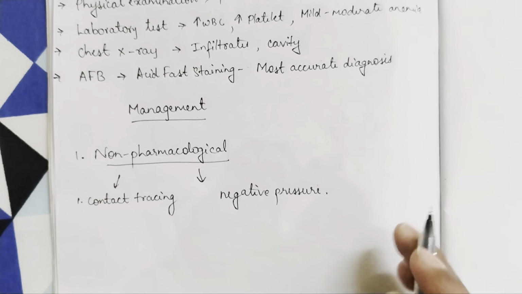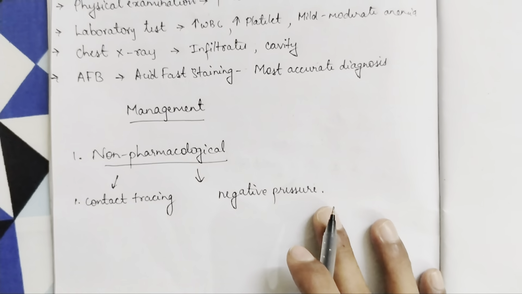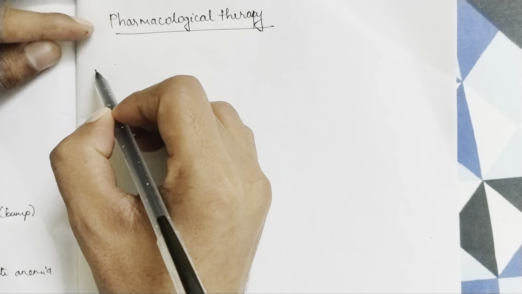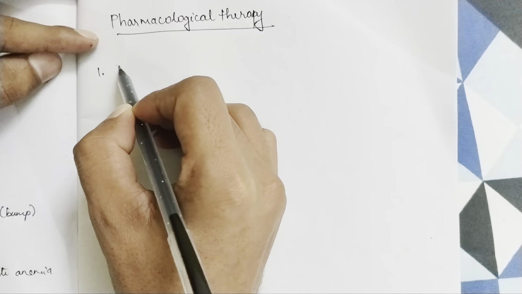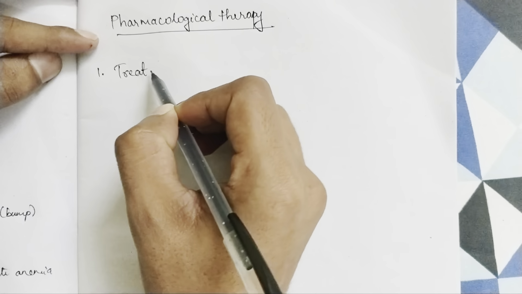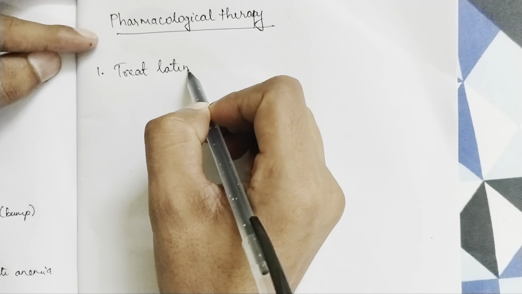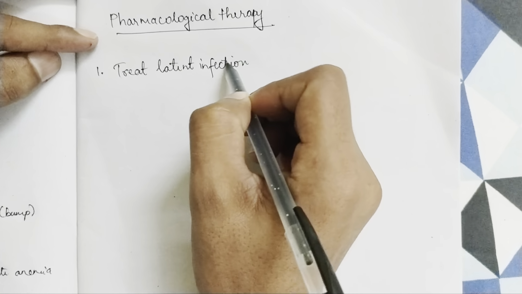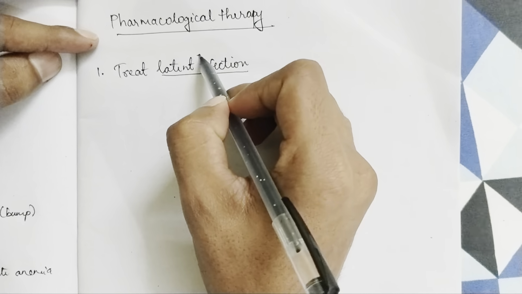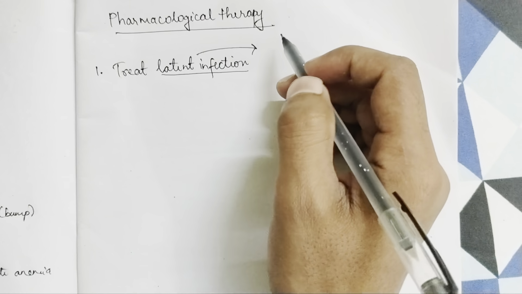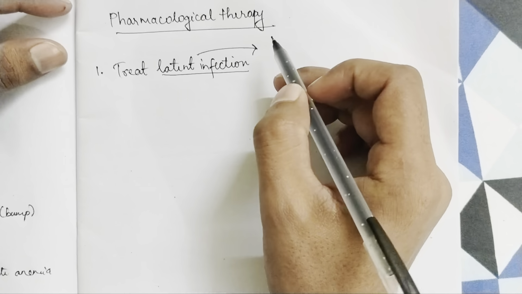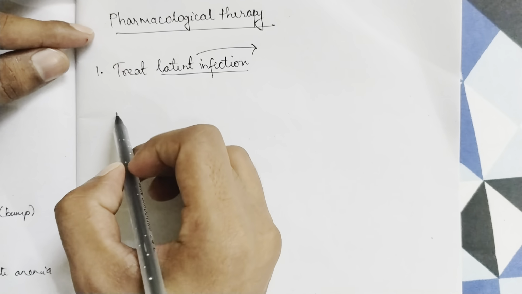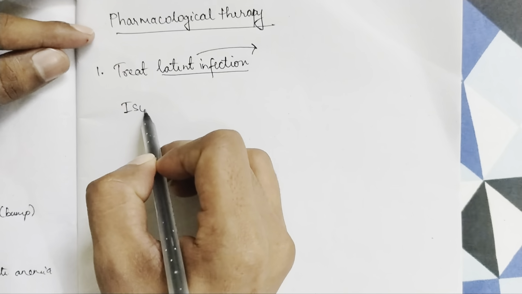Then we'll go to the pharmacological therapy. Okay, so now we'll move to the pharmacological therapy. In pharmacological therapy, first we have to treat the latent infection. Latent infection means that the patient just got infected and he or she is not showing any signs or symptoms. So how will we treat? It is very simple. We have to take isoniazid.